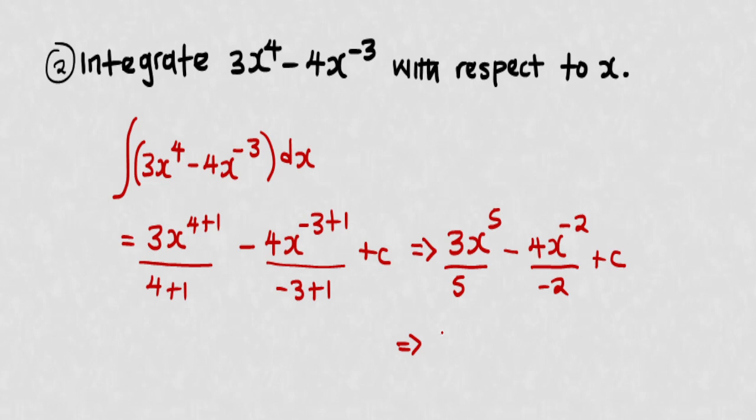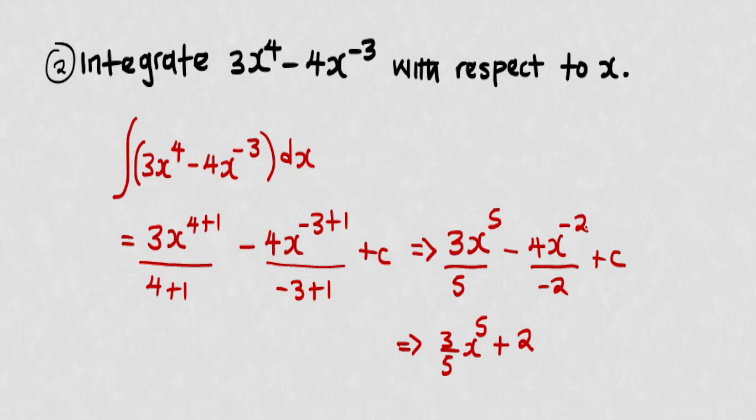So I'll say 3 over 5 x to the power 5. Then negative 2 will go in, so this negative will go into that negative, and this will be positive. Then 2 will go into 4. So 2 goes into 4 how many times? 2 times. So we're going to have a 2 there.